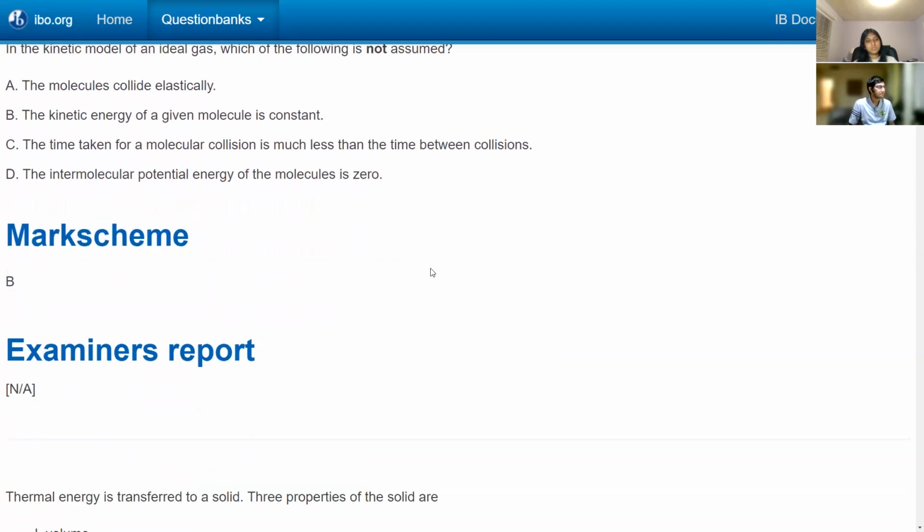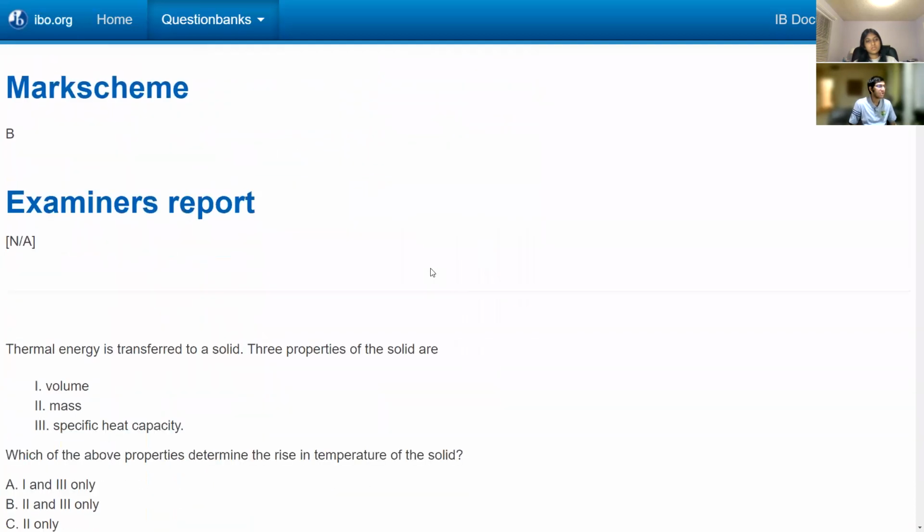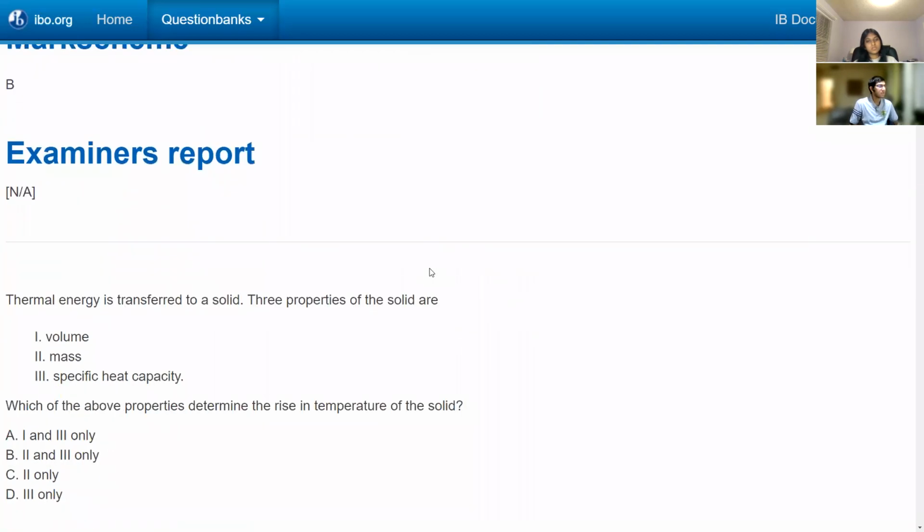Okay. B, good. Thermal energy is transferred to a solid. These are the three properties. Which of the above properties determine the rise in temperature?